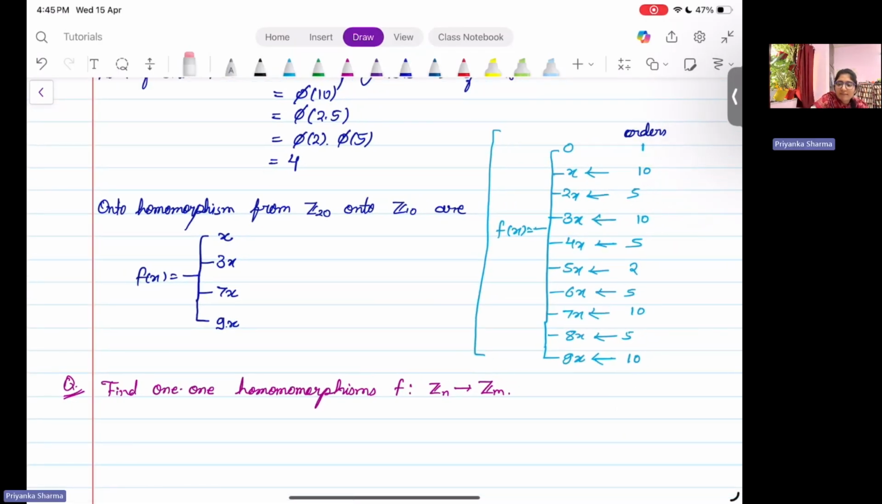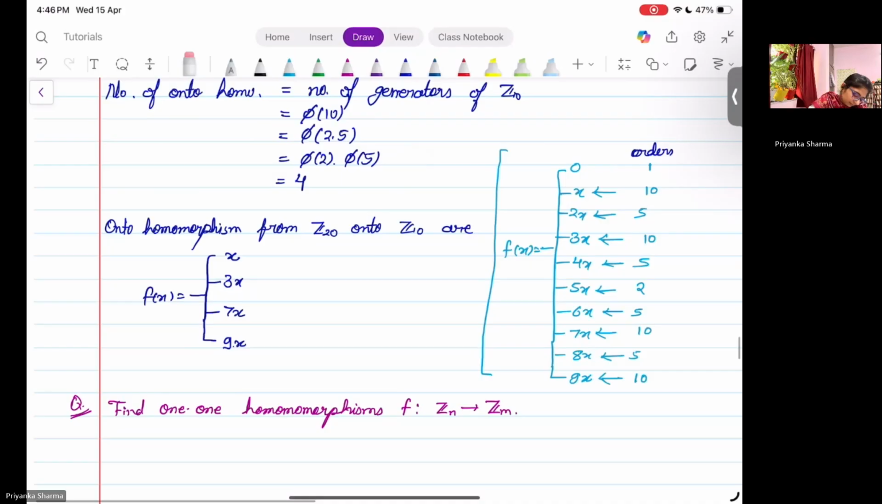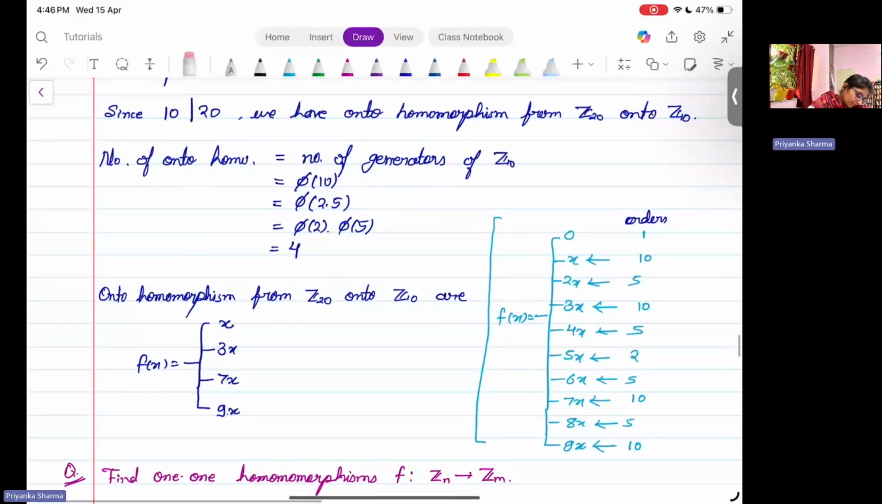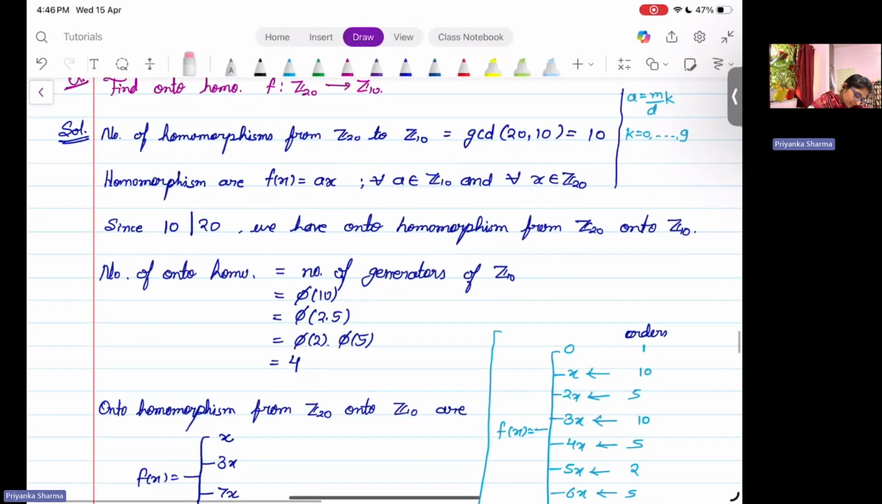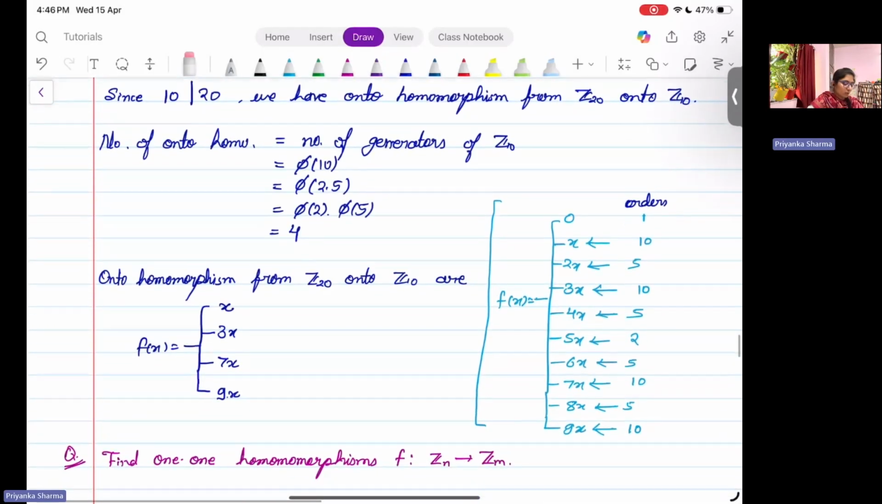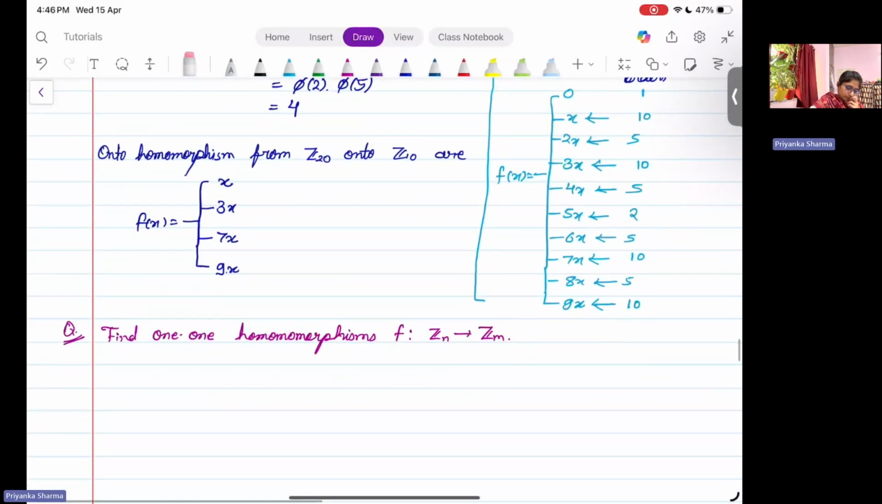Why I discussed this, I will explain later with the help of the group of automorphisms actually. Okay, so this is the answer.